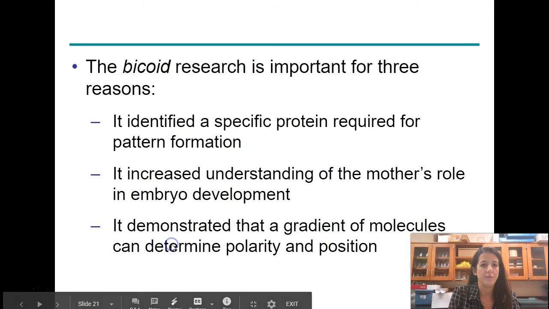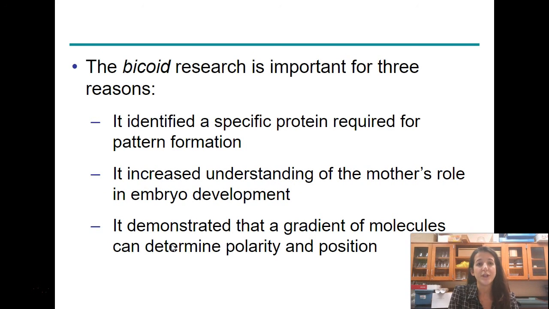Right, so three important points about the bicoid is that one, it identified a specific protein required for pattern formation. It's also helped us really understand the mother's role in embryonic development, right? Those maternal effect genes, how they begin that inducing process to help differentiate the cell later on. And it's also demonstrated that a gradient is going to affect polarity, right? Where the head's going to be, where the butt's going to be.